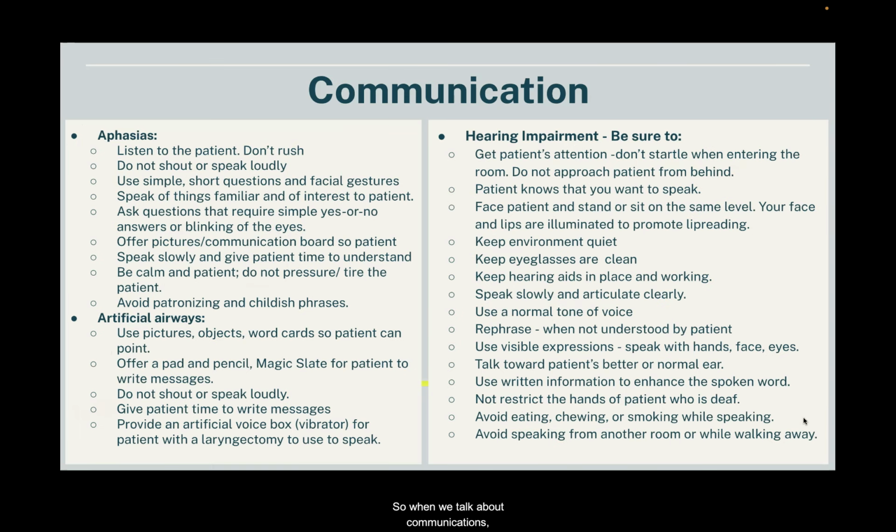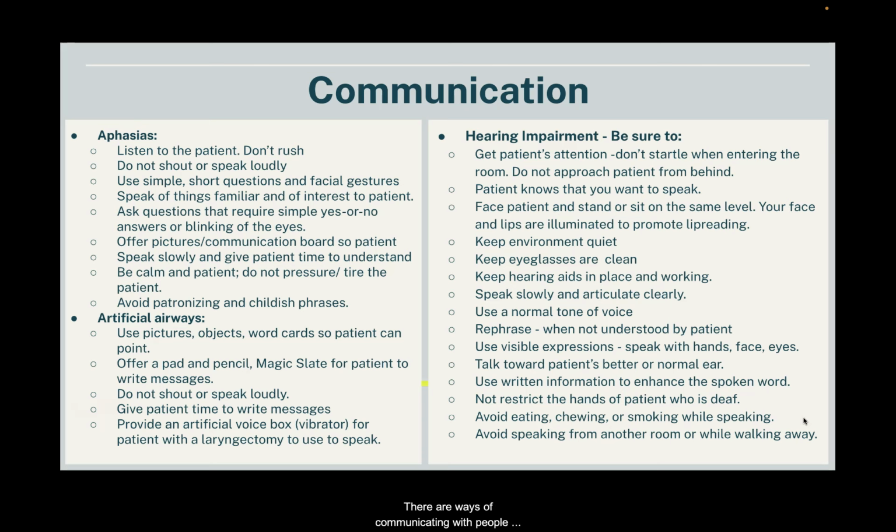So when we talk about communication, remember we said there are different aphasias, right? When your patient has aphasia, how do we want to communicate with patients who have difficulty? So we want to listen to the patient. Don't rush them. Don't shout or speak loudly. It's not a hearing problem for them. Use simple, short questions and facial gestures. Speak of things familiar and of interest to that patient. Ask them questions that require simple yes or no answers or blinking of the eyes. Teach them, like with ICU patients, sometimes we tell them, okay, if it's a yes, blink your eye once. If it's a no, blink your eyes twice.